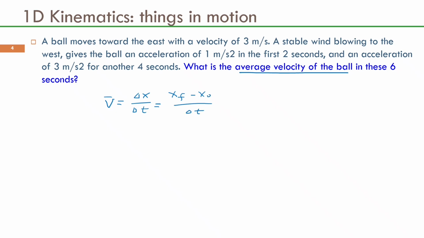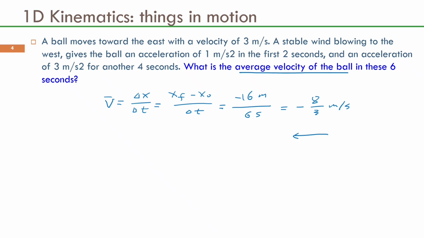We already know that the displacement in these 6 seconds is minus 16 meter. And also we know the time is 6 seconds. So that means the average velocity is minus 8/3 meter per second. So that means this ball on average is actually traveling to the west because you see a negative sign here. So the average velocity is minus 8/3 meter per second.